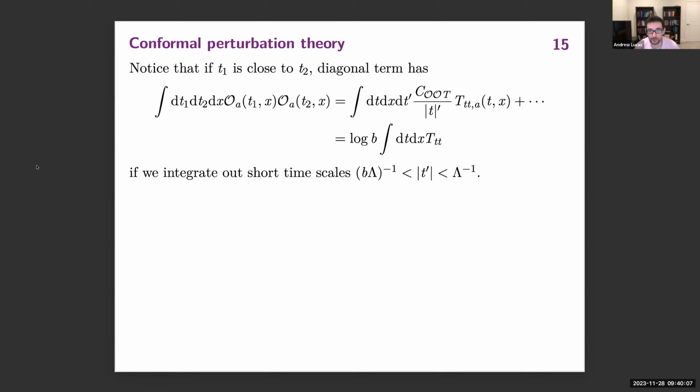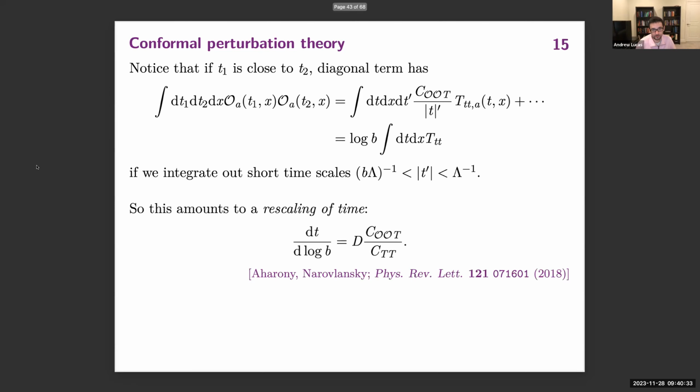When you have Harris marginal disorder, it so happens that you get OO goes to stress tensor divided by delta T, right? The time difference between the 2 points. And if we imagine doing the Wilsonian RG, integrating out short timescales, this will give us some logarithms in the effective action that we're going to interpret as rescalings of time. So the time coordinate is going to get some additional rescaling proportional to the disorder strength D. This was pointed out in a very nice work in 2018.